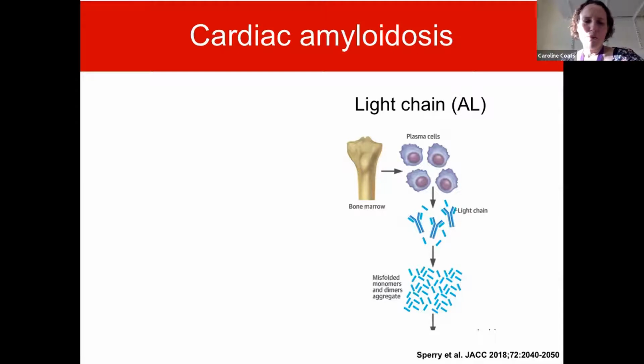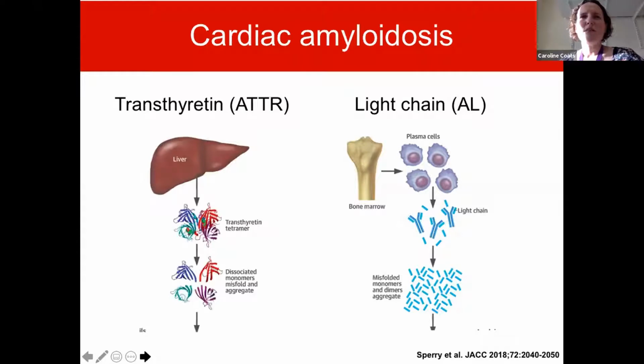We're going to focus more on TTR or transthyretin amyloid. In ATTR, the problem is the liver. Transthyretin is a protein that normally transports thyroxine and vitamin A around the body. And if it misfolds, it can aggregate and collect predominantly in the heart.